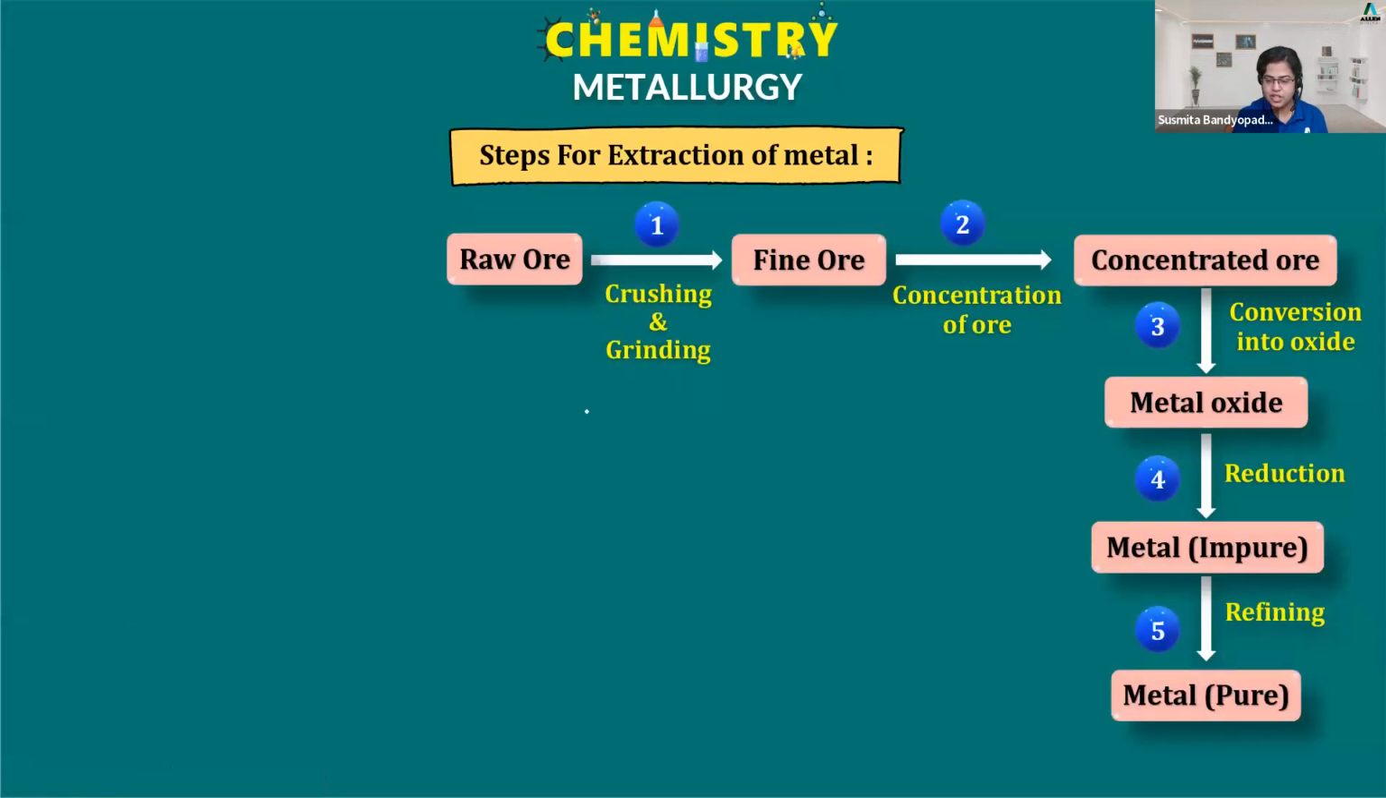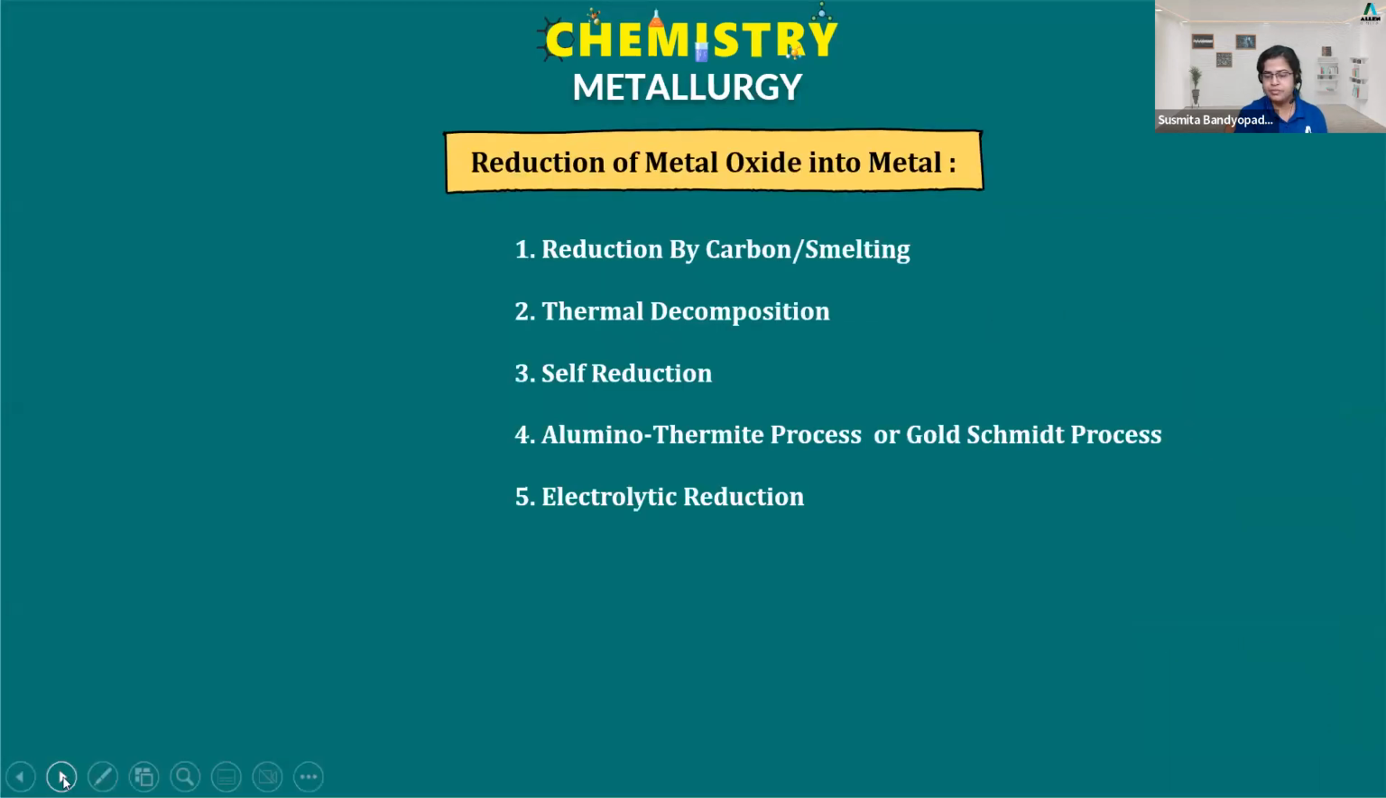So, crushing, grinding, we saw concentration, we saw. We also saw conversion into its oxide by roasting or calcination. Now we have to see, except for cases like mercury and silver, etc., in other cases, the metal oxide has to be converted into metal, impure, I understand. This reduction process we have to look into. Yes, these many processes we will look into for conversion of metal oxide into metal.